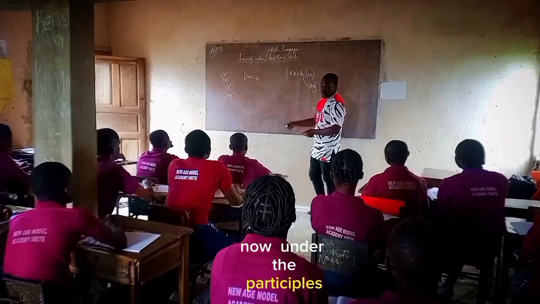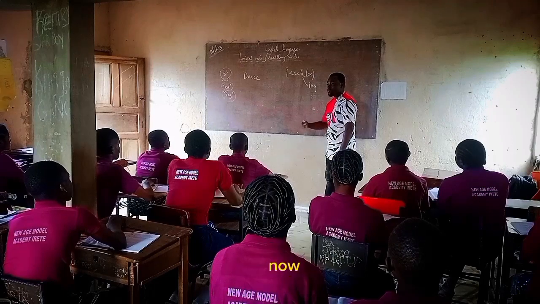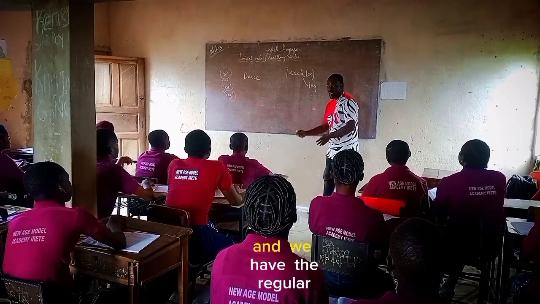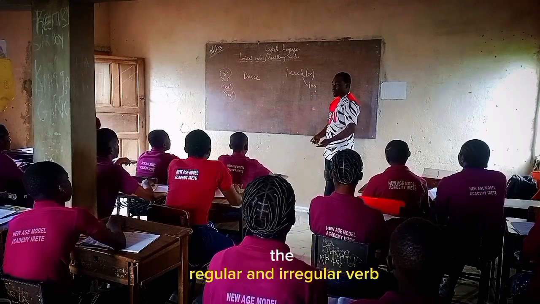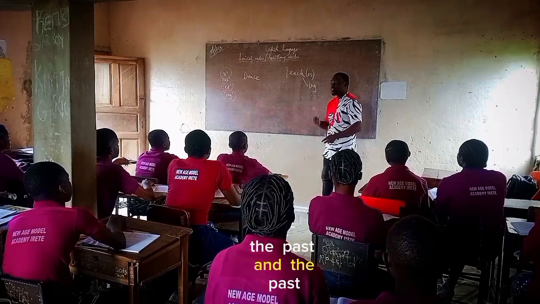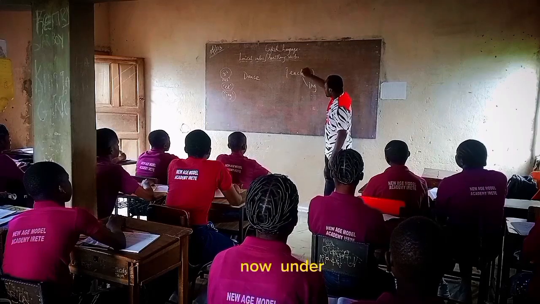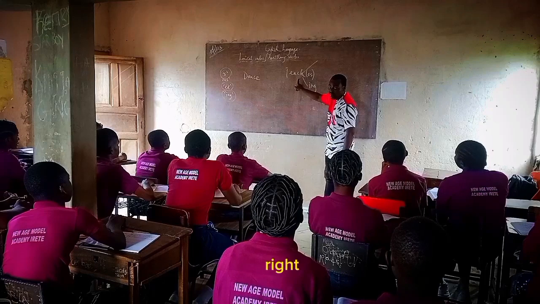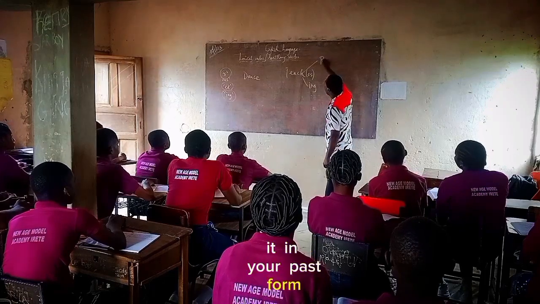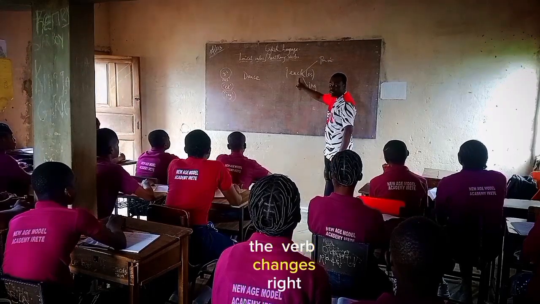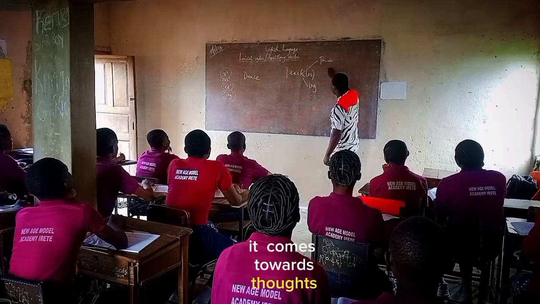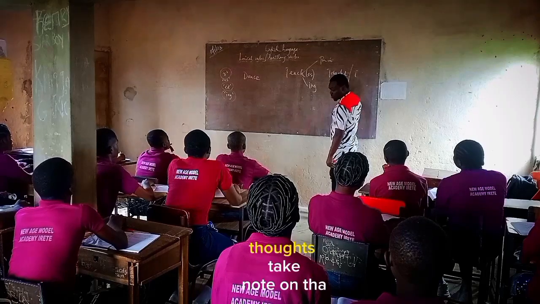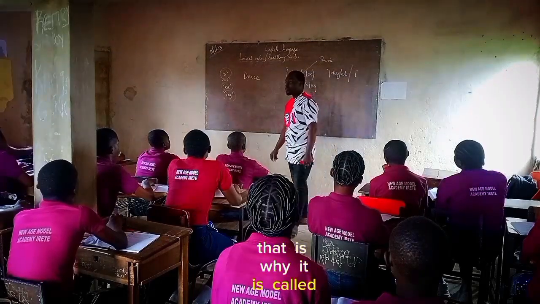Now, under the participles, I've told you about participles. Different verbs that are created from the present form of a verb, true or false? And we have the regular and the irregular verbs. We also have the present, the past, and the past participle. Now, under this, is this regular or irregular? This is irregular, right? Because when you convert it into the past form, the verb changes. It becomes taught, and then your past participle also becomes taught. Take note of that. That is why it is called a lexical word.